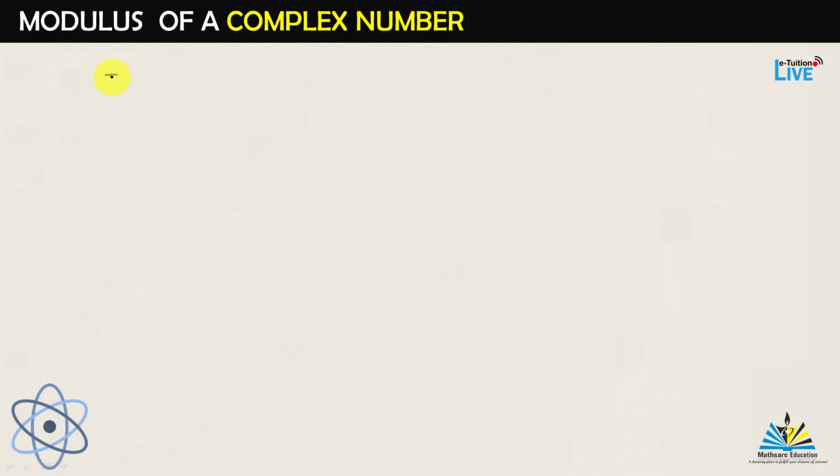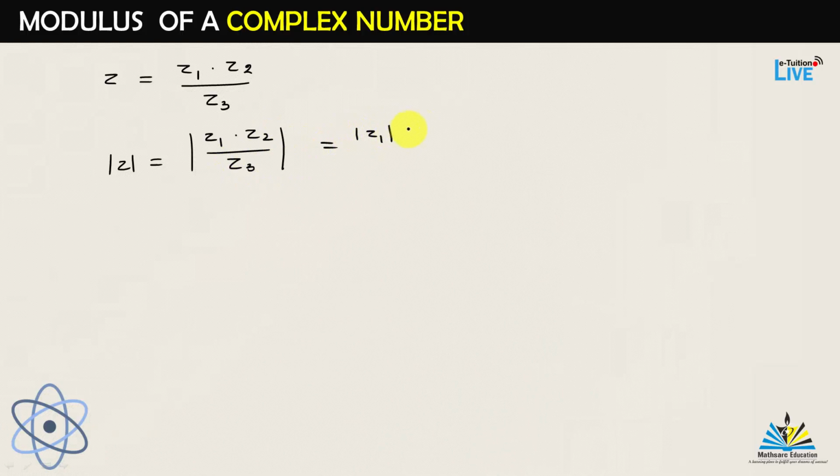There are other properties as well. Let's say if we have a complex number z as z1 into z2 upon z3, then we can have mod z equal to mod of z1 into z2 upon z3, and that is equal to mod of z1 into mod of z2 upon mod of z3. These are the basic properties that we need to remember while taking the modulus of a complex number.